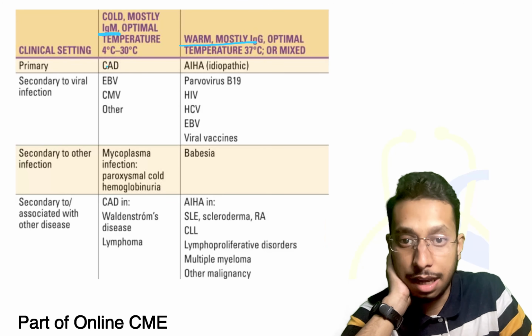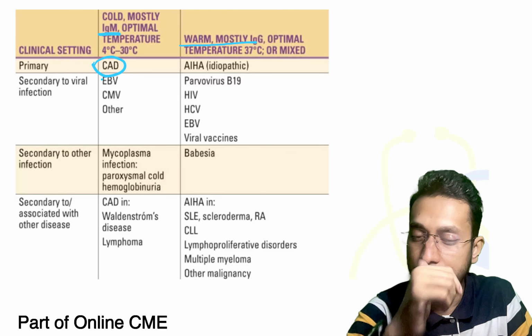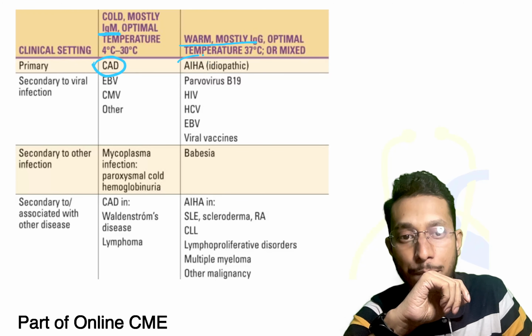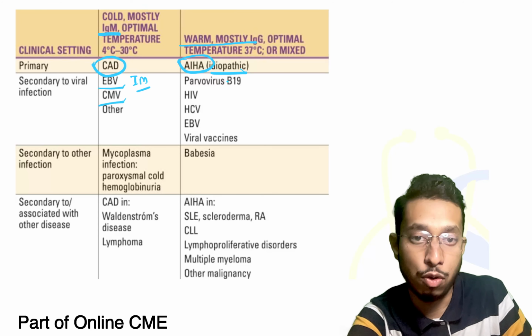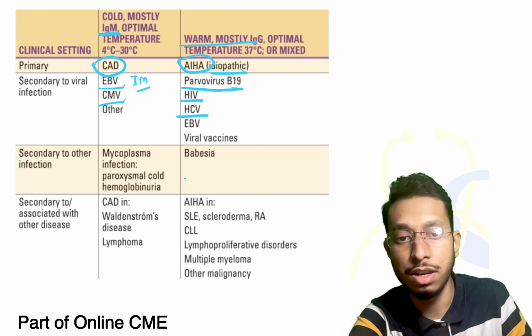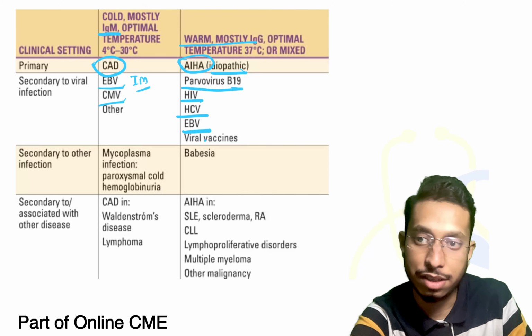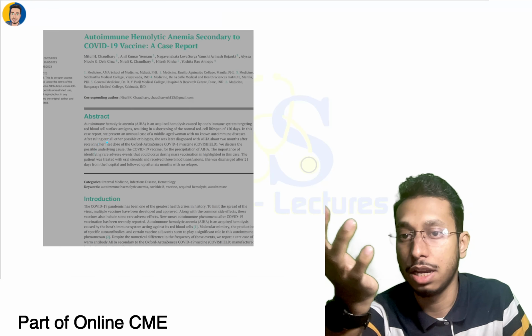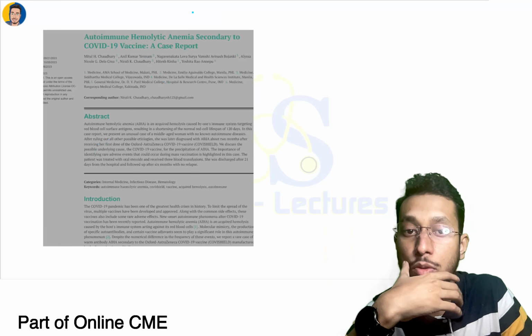Now, primary can be cold agglutinin disease. We will check what it is in detail later on. And the other primary one is idiopathic hemolytic anemia. Now, secondary to viral infection can be there. For cold, it is Epstein-Barr virus, that is infectious mononucleosis, and CMV. And for warm, it is parvovirus B19, HIV, HCV. Obviously, Epstein-Barr virus can also cause warm, but mainly Epstein-Barr virus is for the cold variety of autoimmune hemolytic anemia, and viral vaccine. Now, regarding viral vaccine, in the meantime, case reports have been reported. It's reported in India itself that autoimmune hemolytic anemia can be secondary to the COVID-19 vaccine itself.